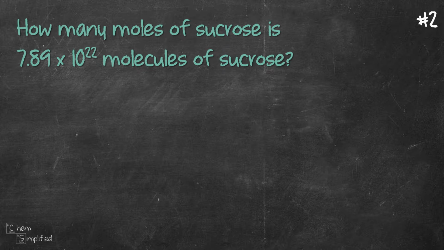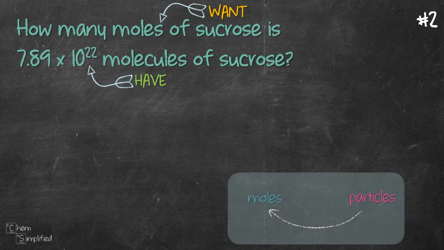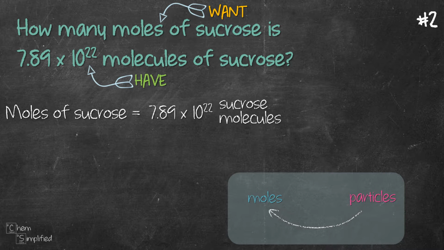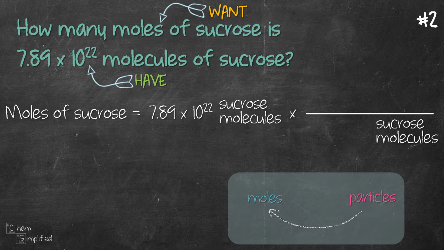This question is the reverse of the first question, the one that we just did. It gives us the number of molecules and it wants us to find the moles. We're going to use the same method. Let's start by writing out what we need to find, which is moles of sucrose, equals what we're given, 7.89 times 10 to the power of 22 sucrose molecules, times, draw a line across, and then we place sucrose molecules at the bottom so that we can cancel out, and then we place mole on the top, since that's what we need to find.